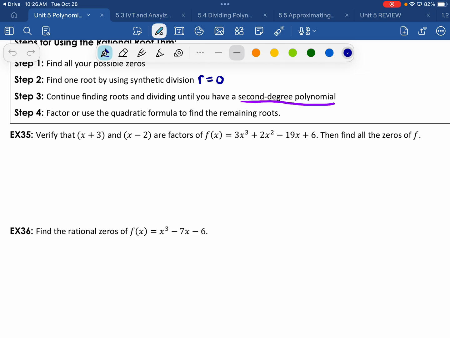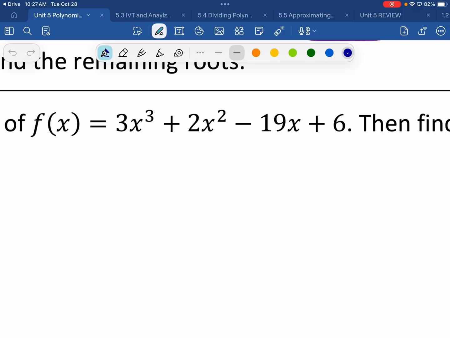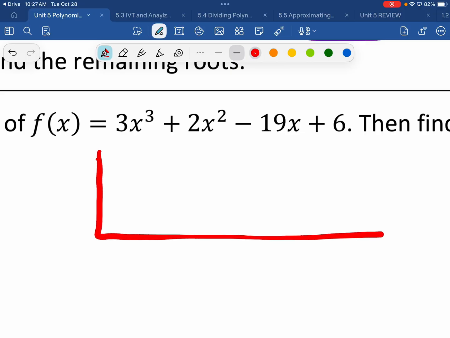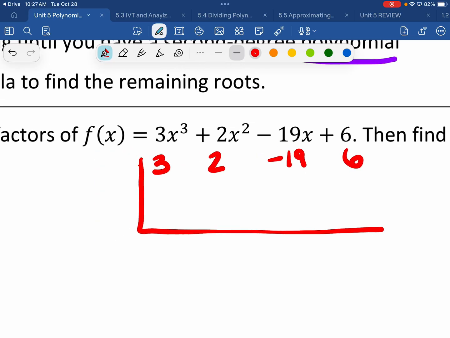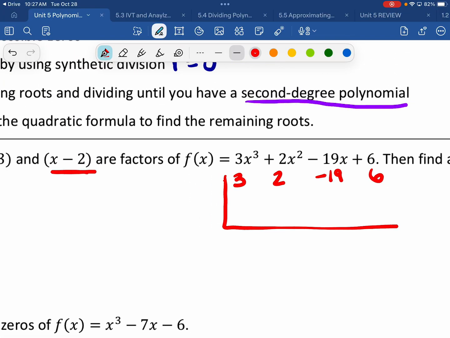35 says verify that x plus 3 and x minus 2 are factors of this guy right here, and then find all of the zeros. All right, so I know that if these guys are factors, what is the remainder going to be? 0. So I'm going to synthetically divide. So I'm going to put 3, 2, negative 19, and 6. If I'm going to divide the x minus 2 factor first, what number is going to go on the outside? 2. So we're checking to see if 2 is a 0. And if I get a remainder of 0, it should be.